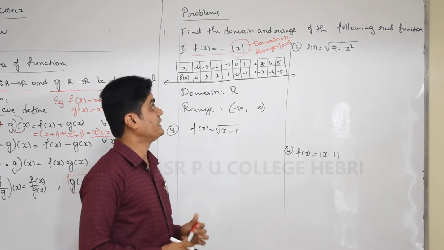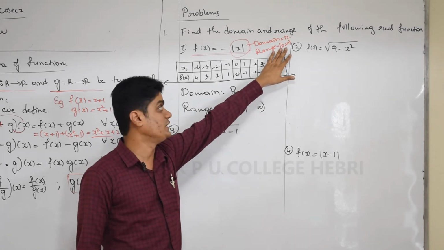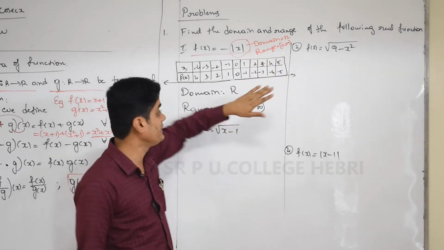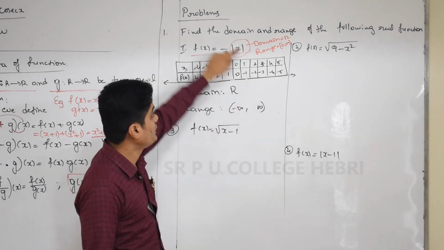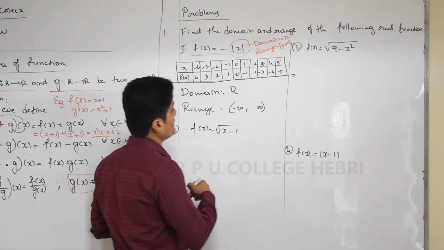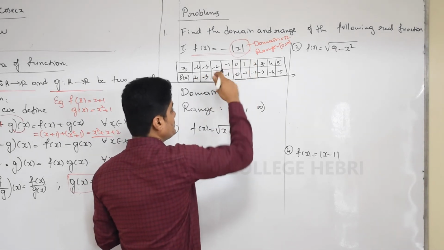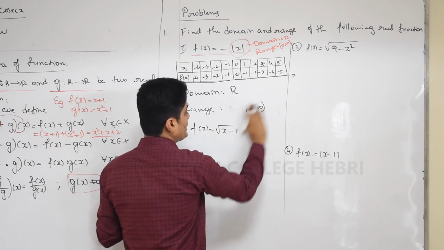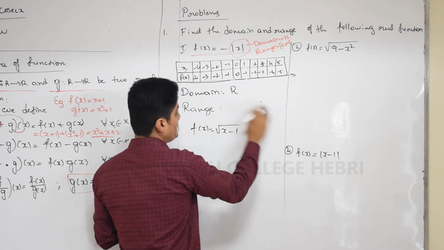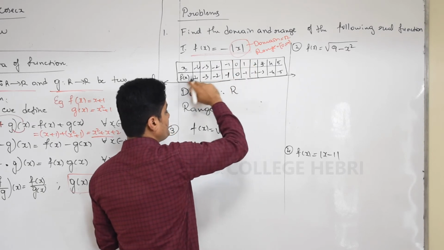Mod x gives only the positive value, from 0 to infinity. But here negative output is also possible. Put 1, it is negative. Put minus 1, it is negative only, right? Even for minus 1 it gives negative values only. So observe carefully here, I made one mistake. Even for minus 1 it gives minus 2, minus 3, minus 4 only.